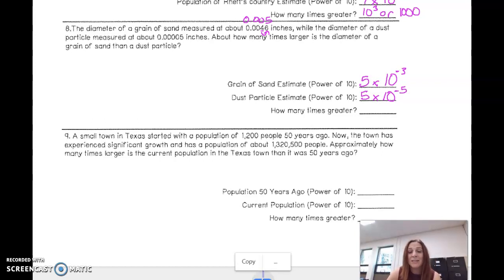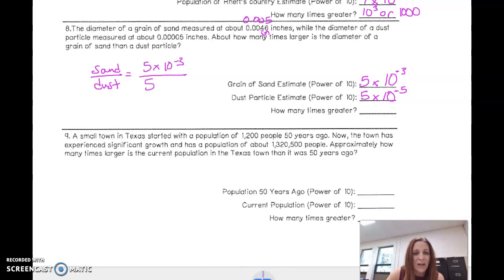Now we want to know how many times greater sand is compared to dust. Okay, so our sand is 5 times 10 to the negative third. Our dust is 5 times 10 to the negative fifth. 5 divided by 5 is 1, so let's focus right here. Same base dividing, we subtract.